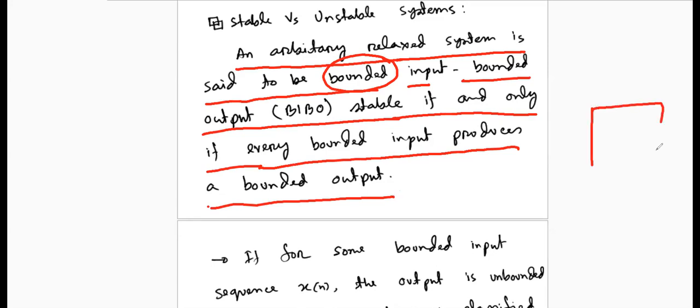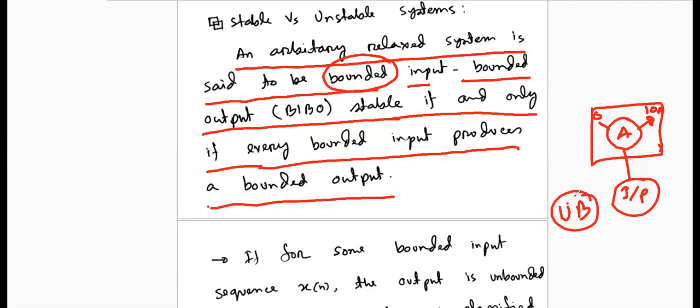For example, you have an ammeter where the maximum value you can measure is 10 ampere. Now you need to put some kind of input so that the maximum output is between 0 to 10 ampere. If your input is unbounded, then there is no question about checking the stability of the system. So the first point is your input should be bounded. For the bounded input, if the output is bounded, then this is called a stable system.